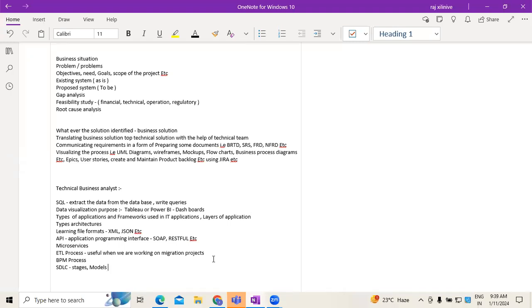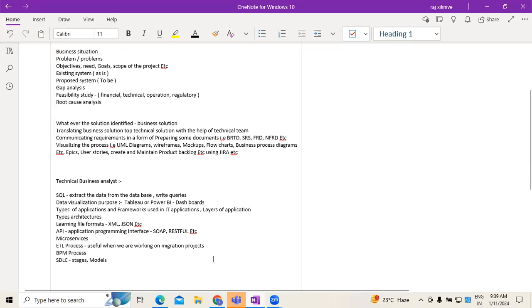So these are the major skill sets if you want to become a business analyst, especially if you want to learn technical skills. Apart from these points, learning some programming skills, like Java or Python, is an advantage. Underline this point.